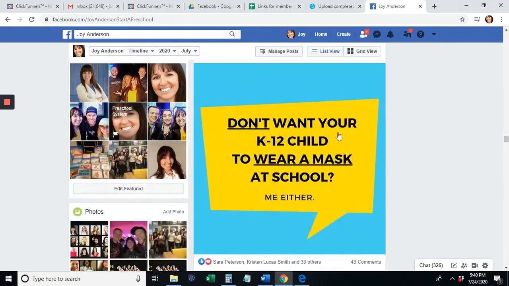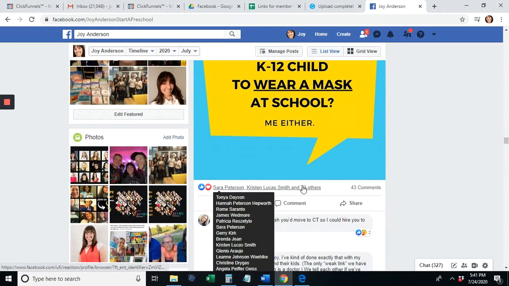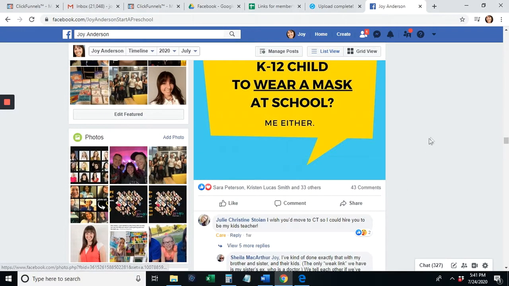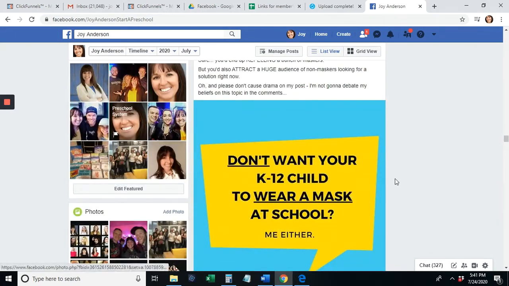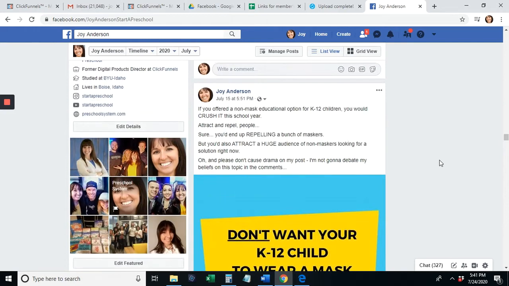So the idea is I put this big, bright infographic right here, calling people out, like, if you don't want your kid to wear a mask, you probably are going to pay attention to this, right? Because I don't either. I had 33 reactions, 43 comments. I was very intentional about what I was trying to put out here, trying to cause engagement, right?